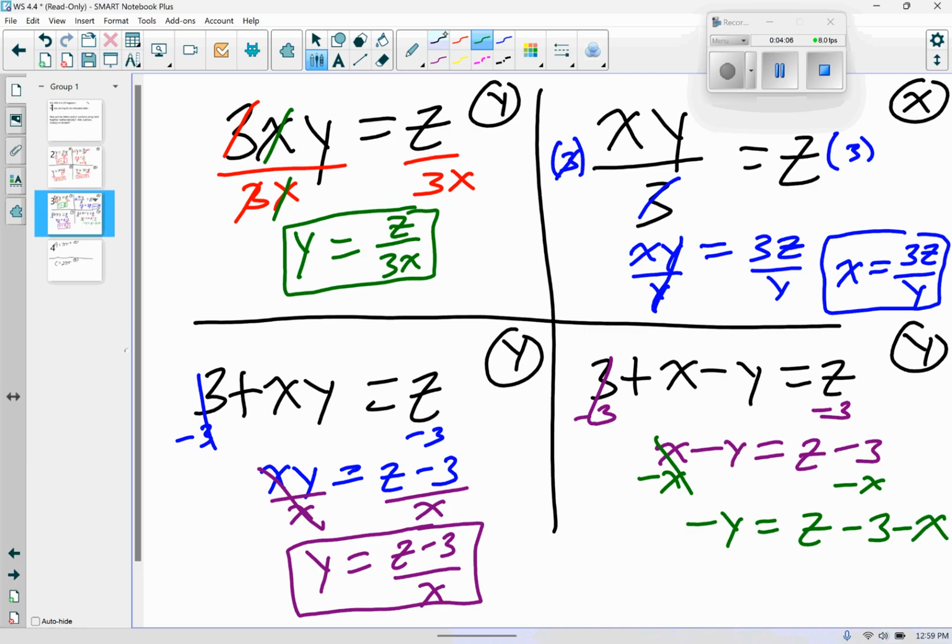Now, because I have a negative sitting out in front, I'm going to multiply everything by negative 1. And that's going to change all the signs. So negative 1 times negative y is positive y. Negative 1 times z is negative z. Negative 1 times negative 3 is positive 3. Negative 1 times negative x is positive x. So that's what y is equal to.